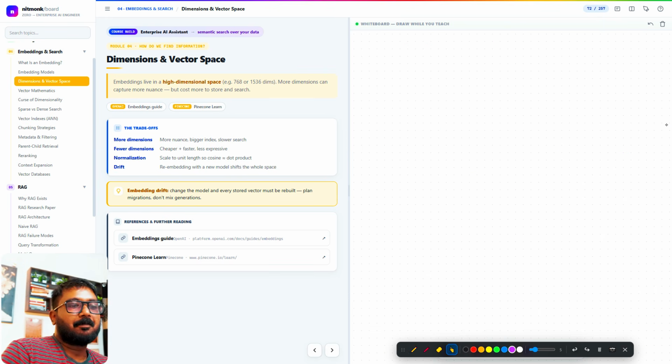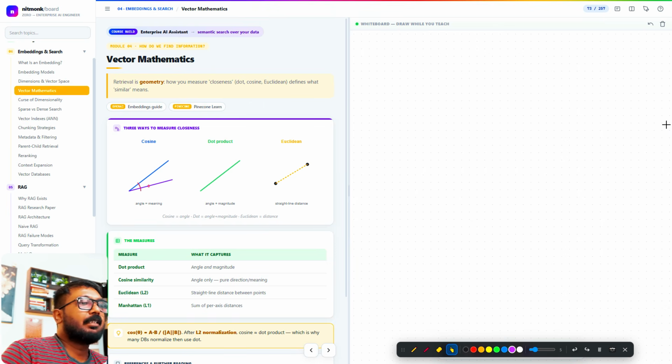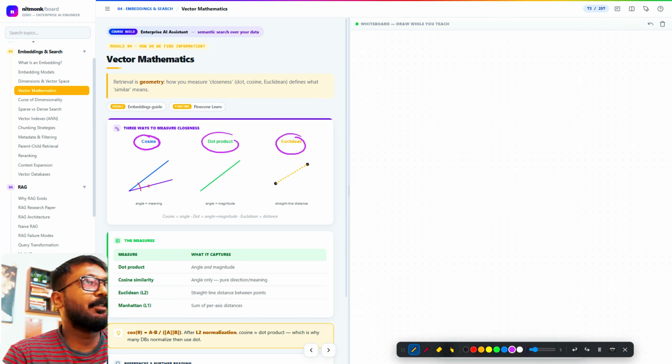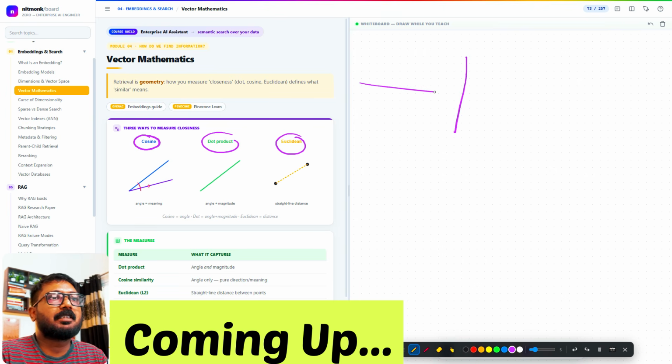Now let's talk about the vector mathematics. If you understand this vector mathematics once, then you will never forget it, and you will be able to easily correlate the solutions in RAG, right? So first of all, you try to understand this graph.